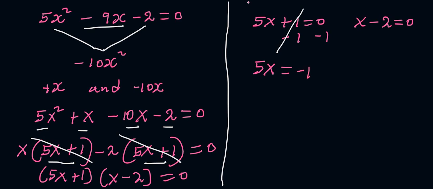So now we are going to divide both sides by 5 in order to find the value of x. 5 is going to cancel out 5. 5 divided by 5 is 1. So now x is equal to negative 1 over 5. We are going to do the same thing to the second x.